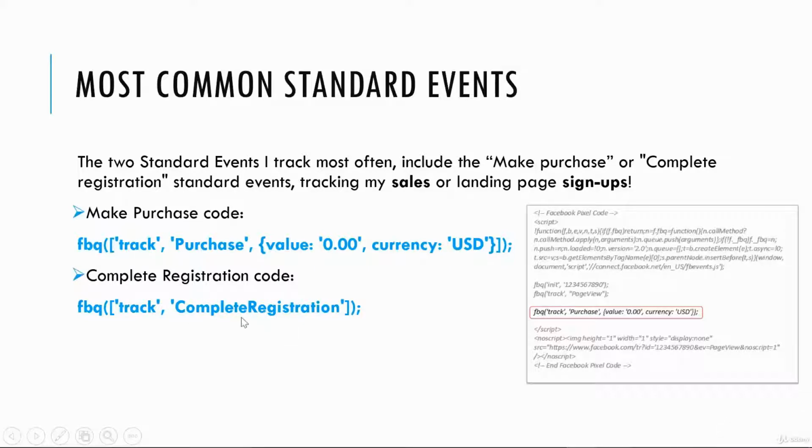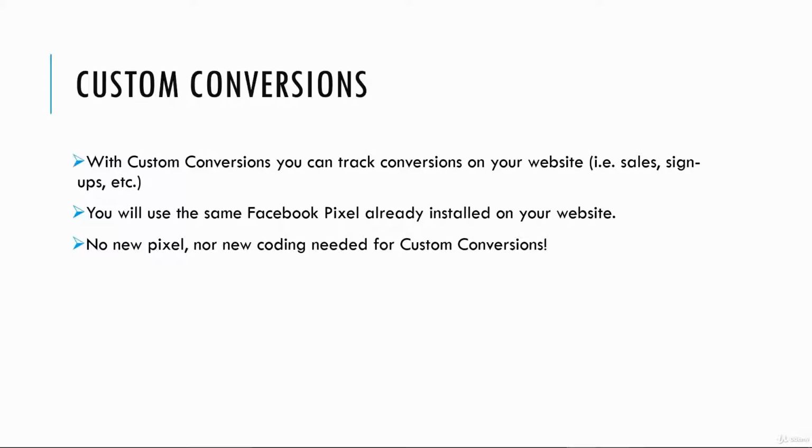Very simple, complete registration. As for custom conversions, you can use these as well to track conversions on your website, such as sales, signups, etc. The nice thing about this is you can use that base Facebook pixel already installed on your website. Say you installed it in the header file before the closing head tag. That Facebook pixel is on every page of your website, so no new pixel nor new coding is needed. Custom conversions just pulls data from people who landed on a specific website.